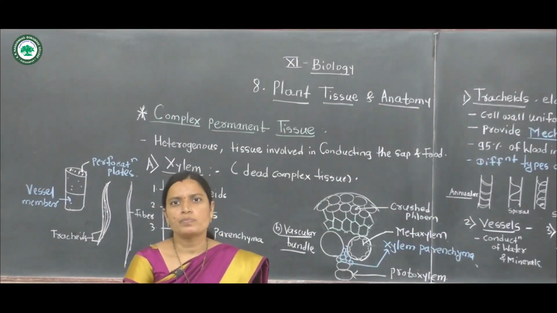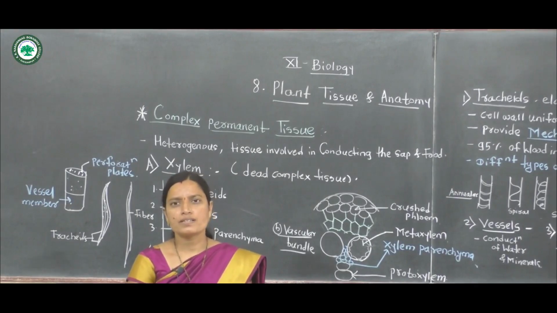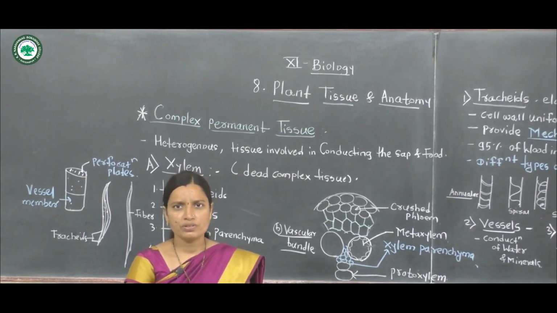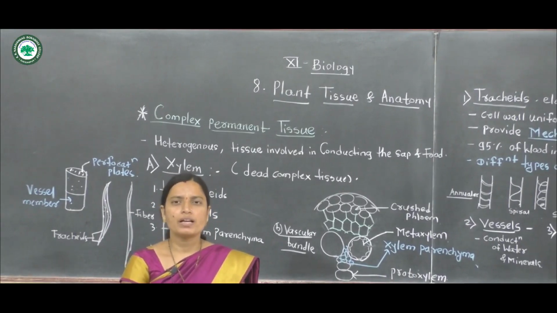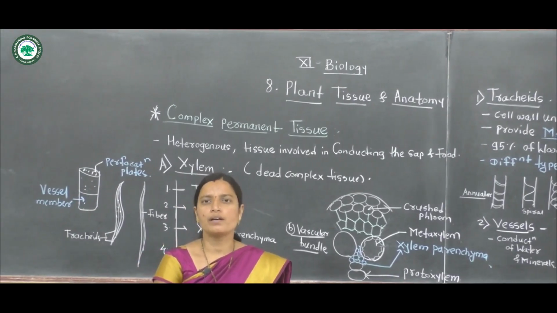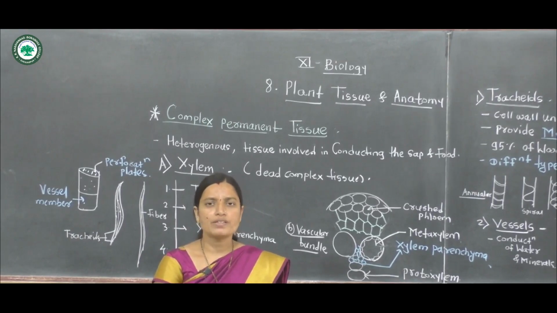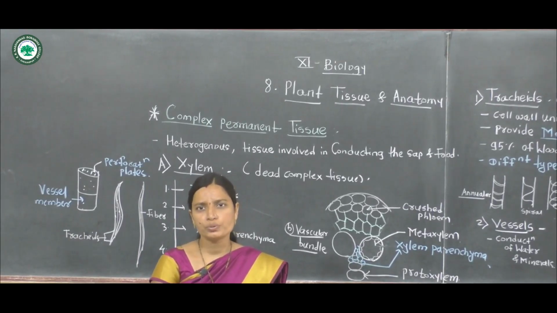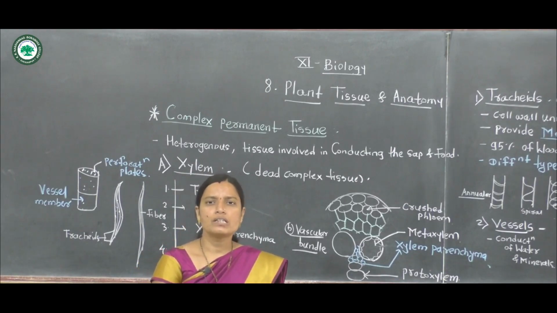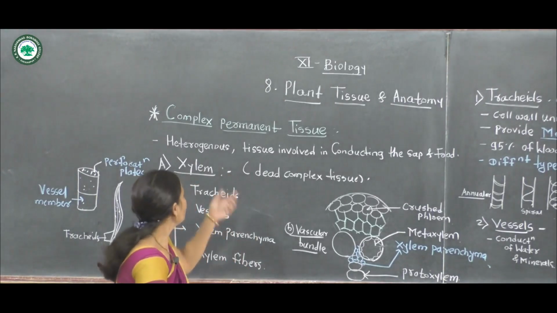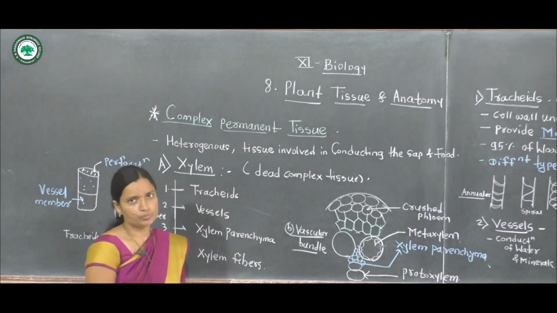Hello friends, in the last video we discussed the simple permanent tissues. There are three types of simple permanent tissues: parenchyma, sclerenchyma and collenchyma. Now in this video we shall discuss the complex permanent tissues.